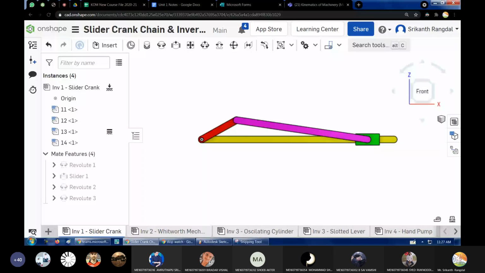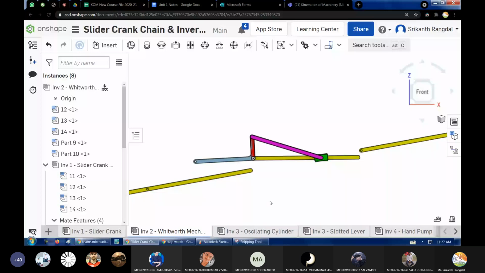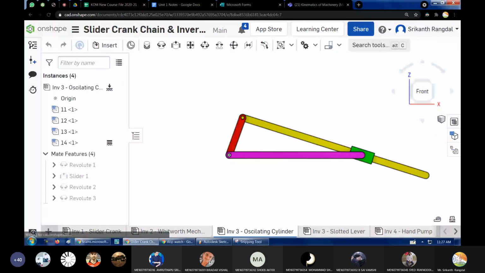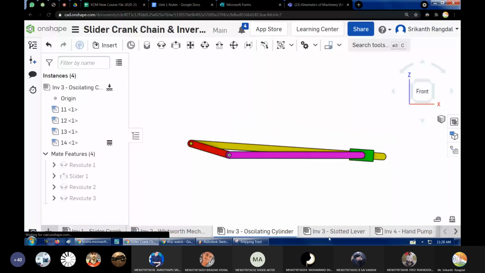Same way, we may have to build the complete milling machine here, and we have to show how this mechanism is getting involved with the milling machine. So sorry, slotting machine. Then this one is a slotted lever. We can use the same links for the slider crank here. No problem with that. Slotted lever is almost ready.